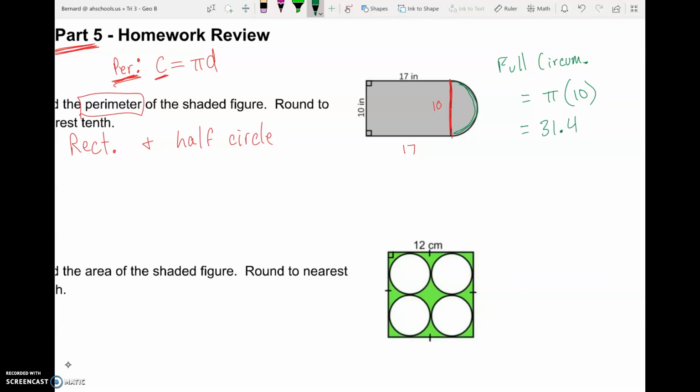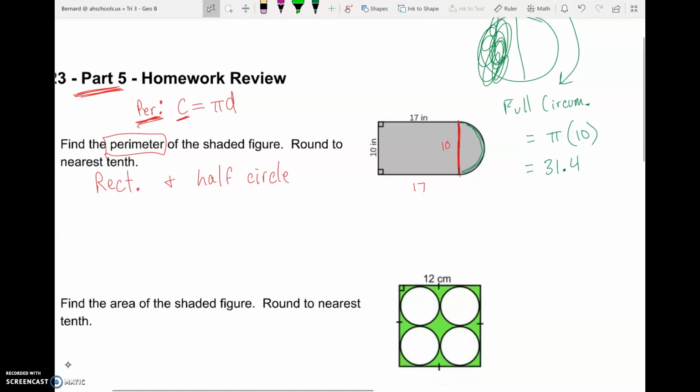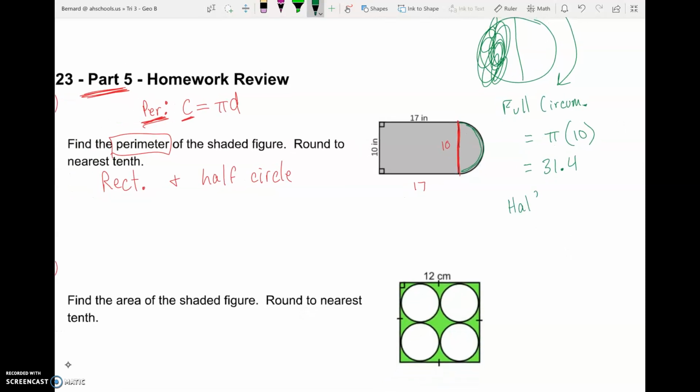Now, remember, that's the full circumference. So that's like the circumference if that circle was a full circle, but it's not, right? It's a half circle. We don't want to count this left half. We only want to count the distance around half of it. So if the distance around the full thing is 31.4, then the distance around half is 31.4 divided by 2. And so if we just quick divide that by 2, we're going to get roughly 15.7, and 15.7 is the distance around this curved half circle.